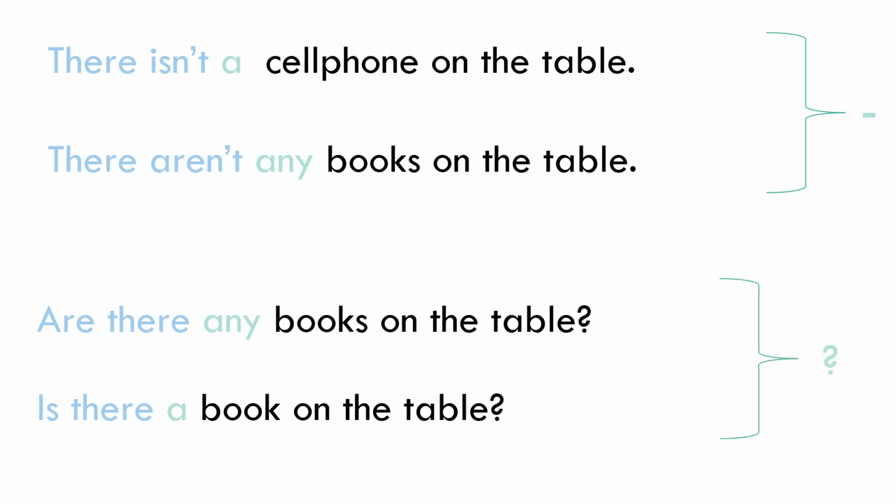Verb be first, then there, and then the rest. If you notice, in questions and in negative sentences, we are using any instead of some, because for negative sentences and questions, this is the word we are going to use. Any. In the case of negative form, there aren't any books, or are there any books on the table? This is the difference between the positive one and negative and question.